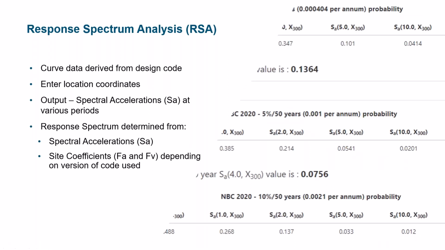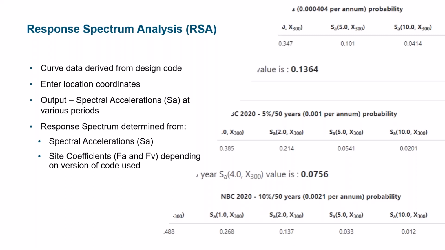Now, we talked a bit about the RSA curve, but whereabouts does this come from? Well, the source is really from the design code in Canada, where I'm based. The seismic hazard calculator is available online, and it's as simple as entering your location coordinates, some soil parameters, and essentially what you get out of that is a number of different spectral accelerations at different periods. And the response spectrum, again, is determined from that spectral acceleration data.